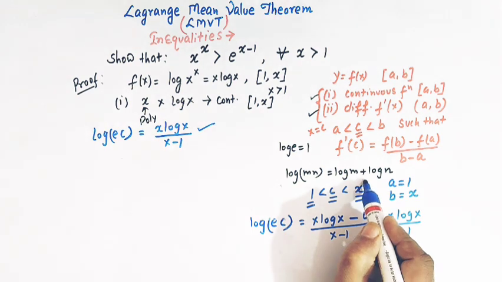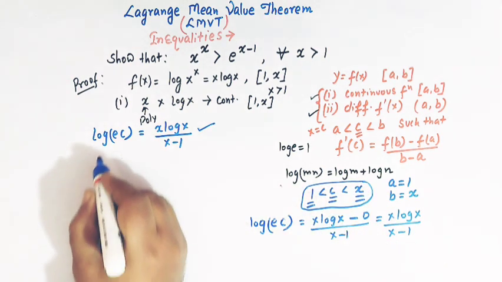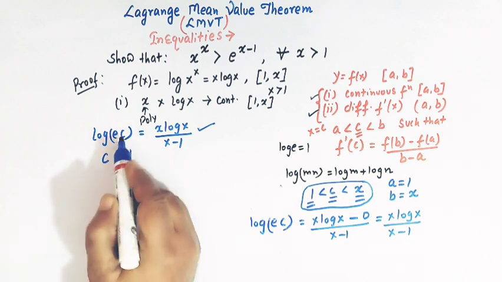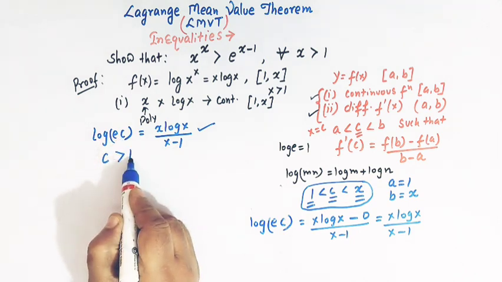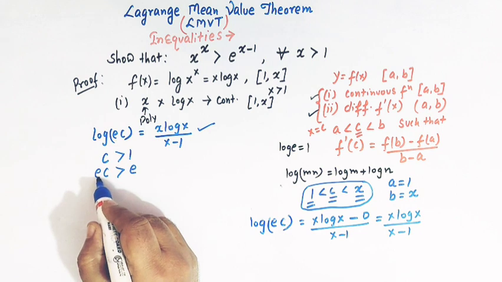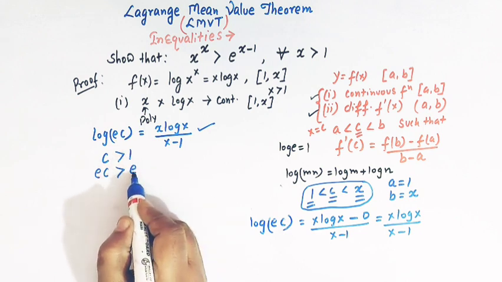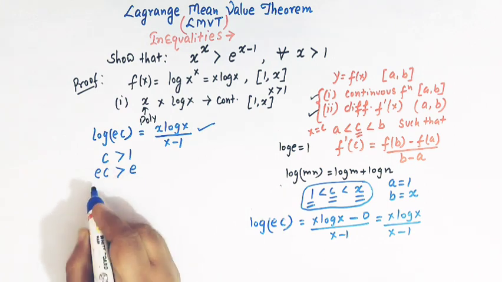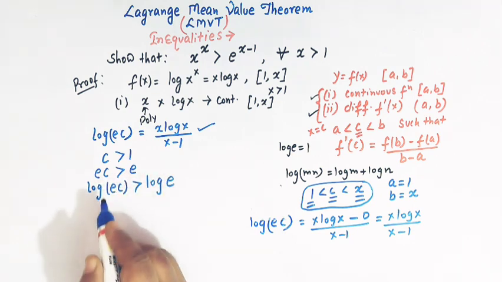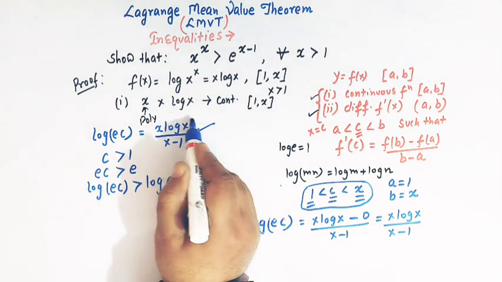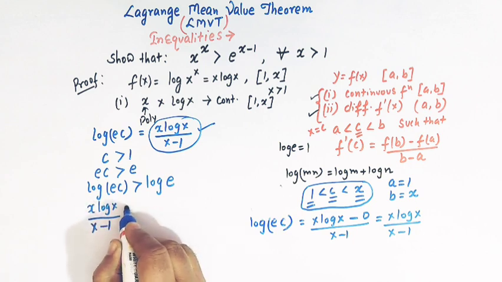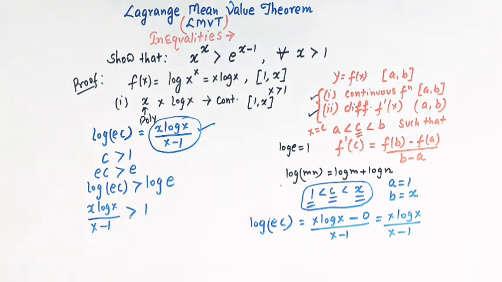Okay, now let us see this inequality. Now see, this number c is greater than 1, right? So c is greater than 1. Now here we have ec, so let us multiply both sides by e. So we have ec is greater than e, and obviously e is greater than 0. Now taking the natural log of both sides, we have log of ec is greater than log of e, right? Now log of ec can be replaced by this expression. So we have x log x divided by x minus 1 is greater than log of e. Log of e is equal to 1.